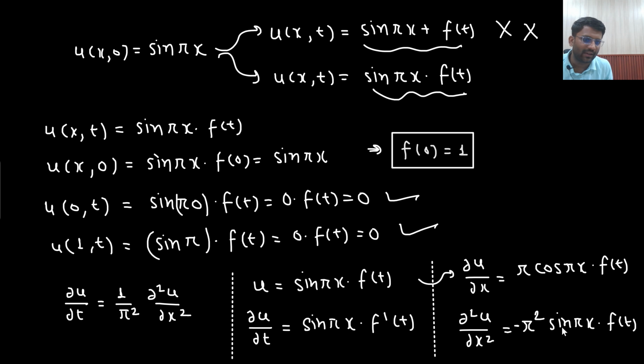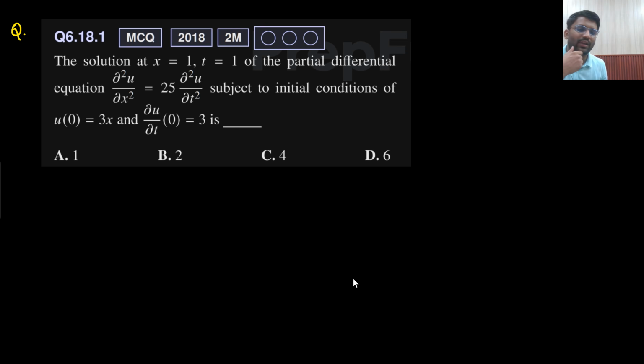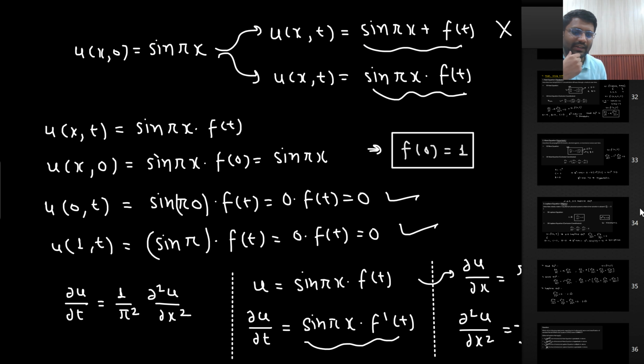Why will the minus sign come? You just need to differentiate. What is the differentiation of cosine? That is minus sine. So the minus sign will also come, then pi will also come, so it will become pi square. So you have this value as well, and you have this value as well. That means both of these things you can equate.